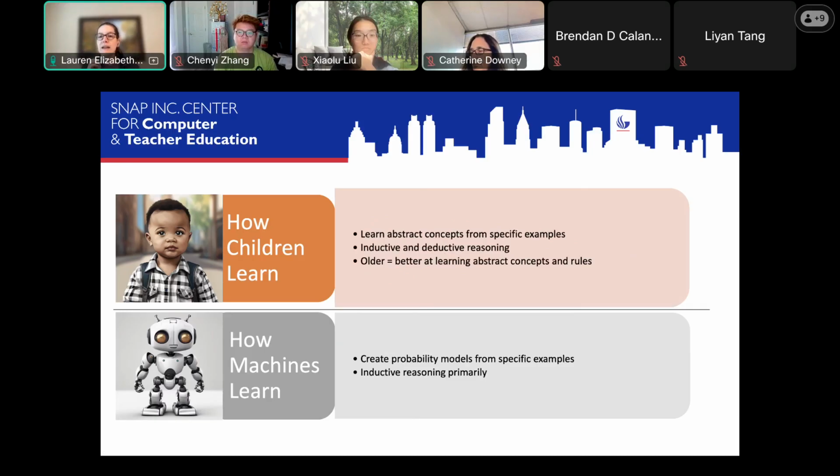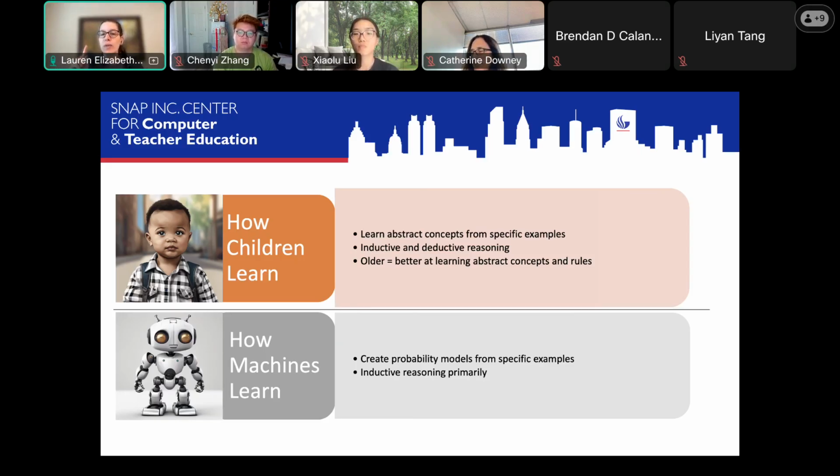Some things that are important to think about in the distinction between how children or humans learn and how machines learn is that we are learning abstract concepts from specific examples. In contrast, a machine is creating a probability model from specific examples. So it's not learning what a cat is, it's learning what the features of a cat are. And when I see those features, how sure am I that what I'm seeing is a cat?